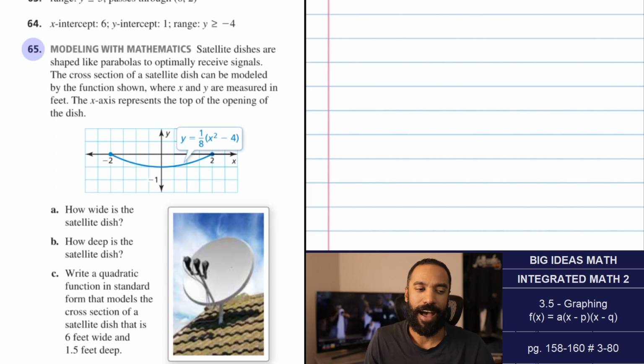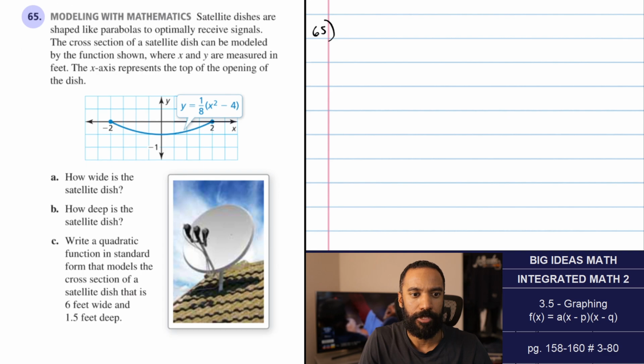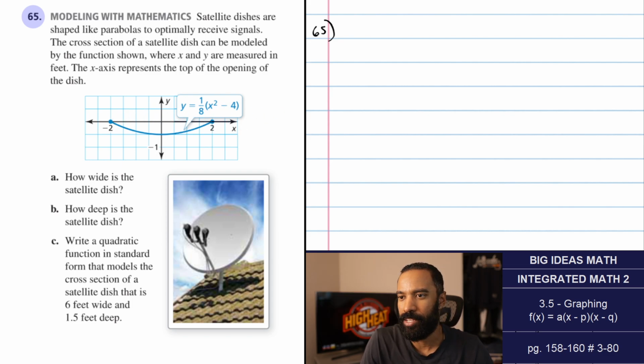Number 65, modeling with mathematics. Satellite dishes are shaped like parabolas to optimally receive signals. The cross-section of a satellite dish can be modeled by the function shown right here, where x and y are measured in feet. The x-axis represents the top of the opening of the dish. So right there, we've got the top of the opening. How wide is the satellite dish?